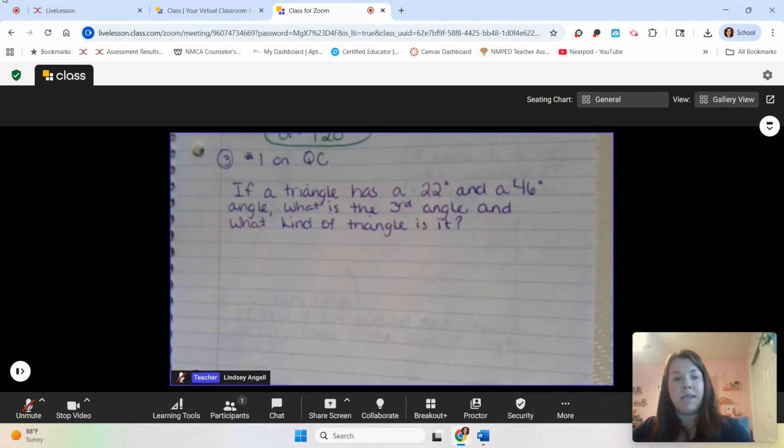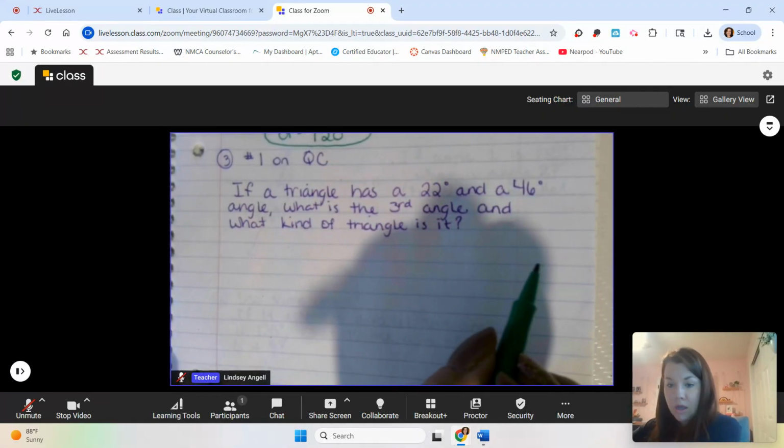Number 3 is number 1 on your quick check. If a triangle has a 22 degree and a 46 degree angle, what is the third angle, and what kind of triangle is it? So we haven't talked about this yet. It is in your lesson, but let's go ahead and work through this.